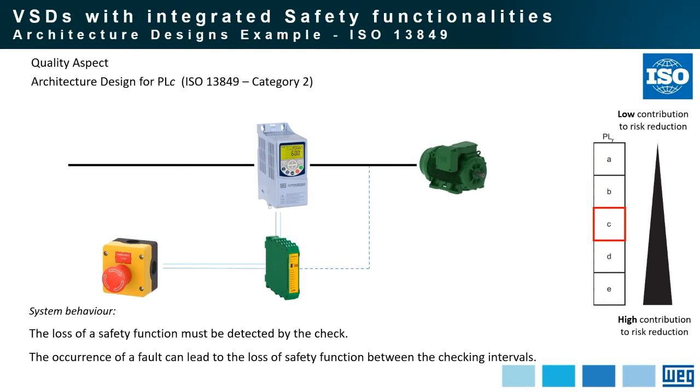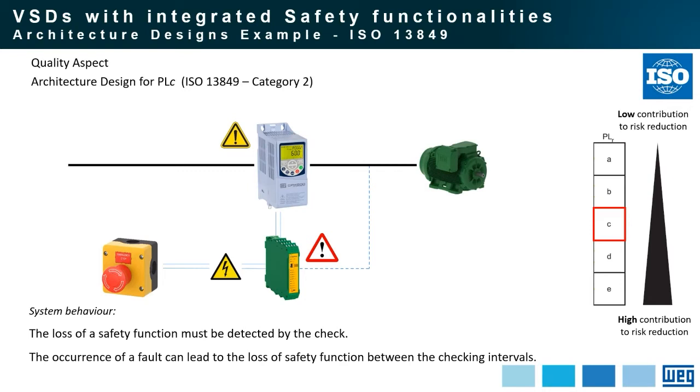So that is the reason to install an external relay in this case, because if the cables have any problem, or if the variable speed drive has any problem, by the check-ins done by the safety relay, it will set a warning to the operator to do the machine maintenance. And so it will stop the machine after detecting the failure.